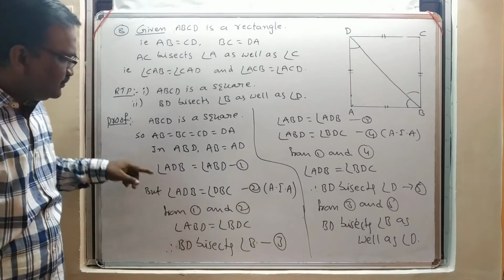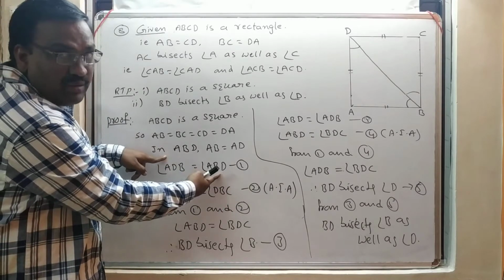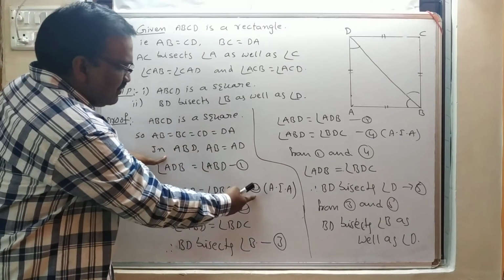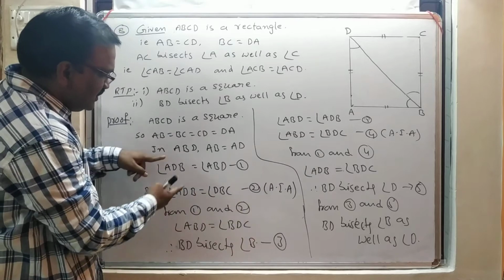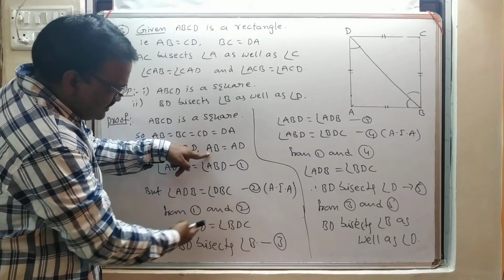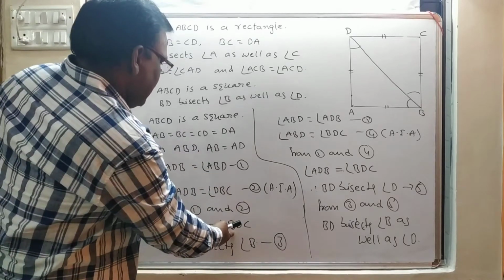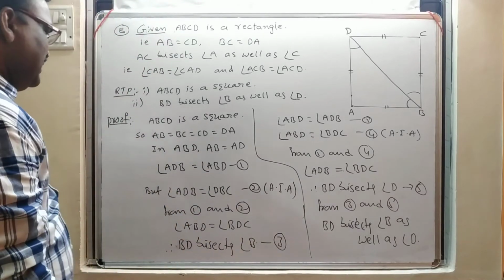Observe 1 and 2. Angle ADB is equal to angle ABD. Angle ADB is equal to angle DBC. From 1 and 2 we can write, LHS are equal, so equate the RHS. So angle ABD is equal to angle DBC.